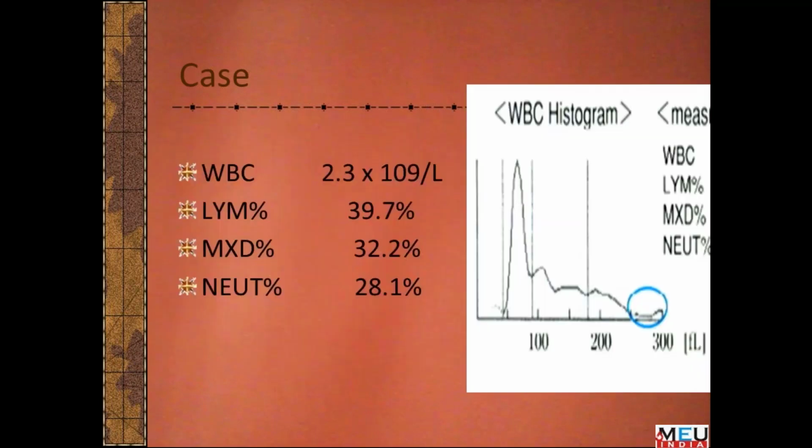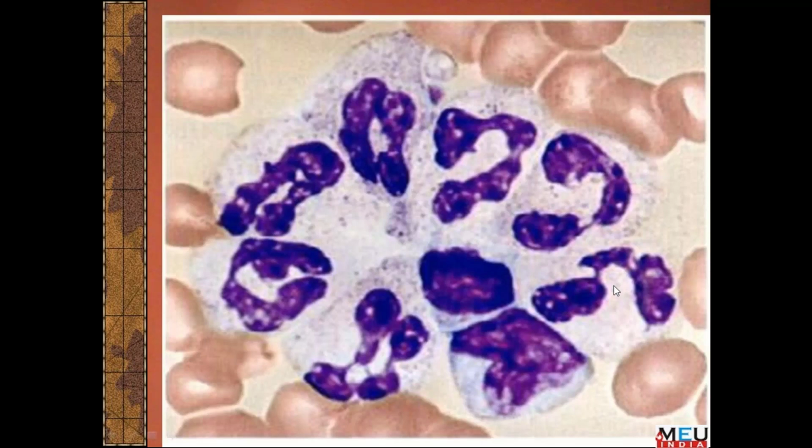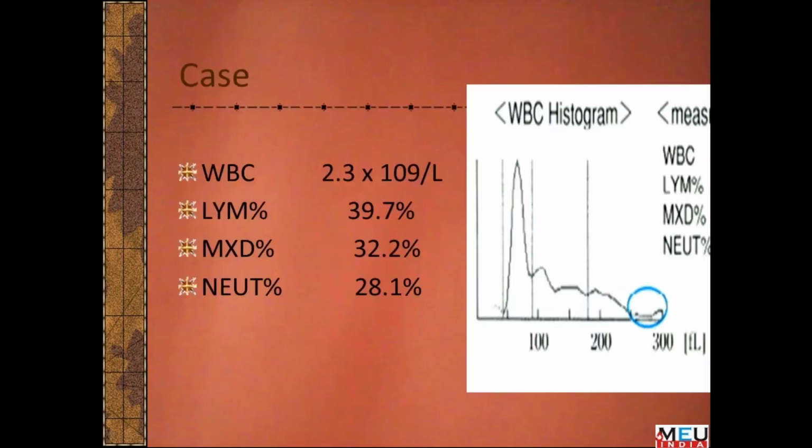This is another case in which the WBC count is markedly reduced, and there is an increase in the mixed cell population, and also you see that at the extreme right it doesn't reach zero. This is sometimes seen in some autoimmune disorders, or when there are giant particles, sometimes they create such pictures.